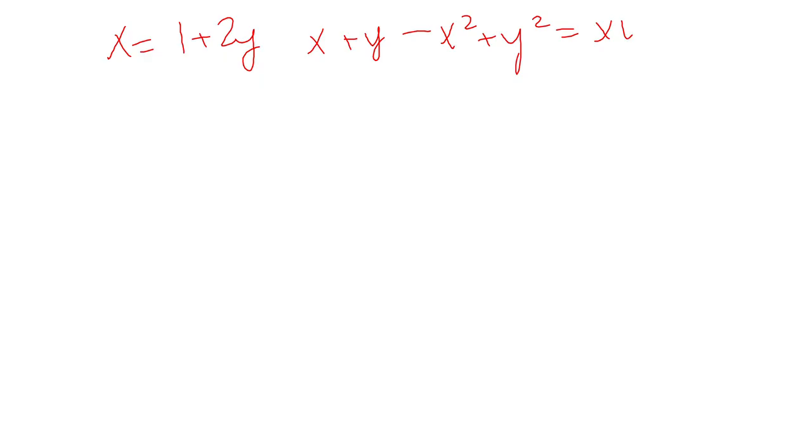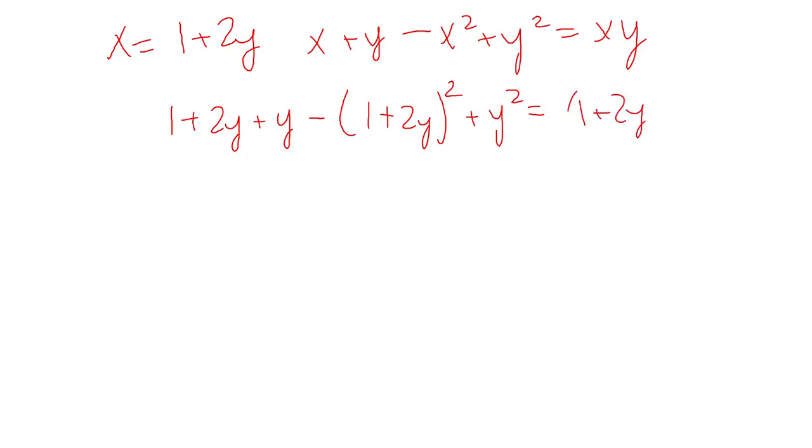So if x equals 1 plus 2y, and we're plugging that into x plus y minus x squared plus y squared equals xy, our original equation, then when we plug in the 1 plus 2y for x, we get 1 plus 2y plus y minus, sorry, I didn't plug in the x, minus our (1 plus 2y) squared plus y squared equals (1 plus 2y) times y. We'll do a bunch of distributing and combining of like terms.